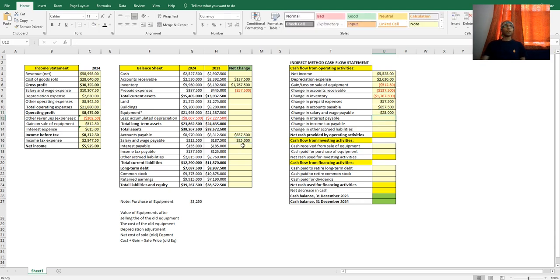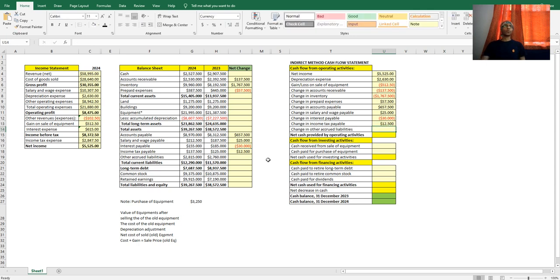Change in interest payable. $155 minus $185. The interest payables have decreased. So there is a net cash outflow. This will be entered as a negative number. Change in income tax payable. Let's see if there is an increase or decrease. There is an increase. So this will be entered as a positive number, or a net cash inflow number.